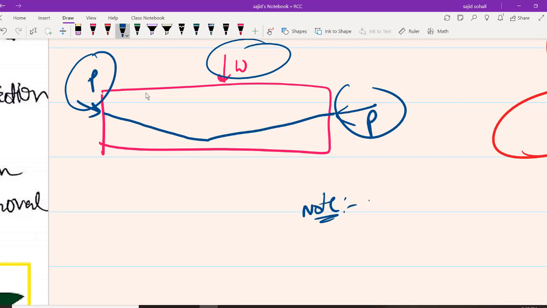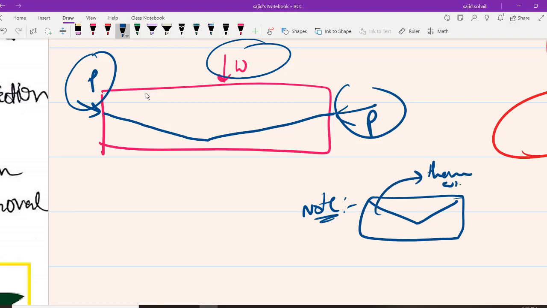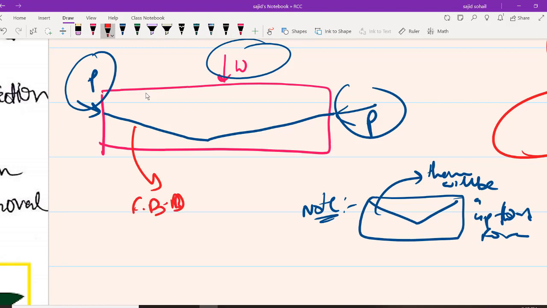Make a note. Whenever you have this type of profile, it could be anything, a varying eccentricity profile, because of this varying eccentricity there will be an upward force generated. How? Let us try to understand. Let us draw the free body diagram for my internal forces. Here P is acting, here P is acting. So my internal forces, here it will be P, here it will be P.